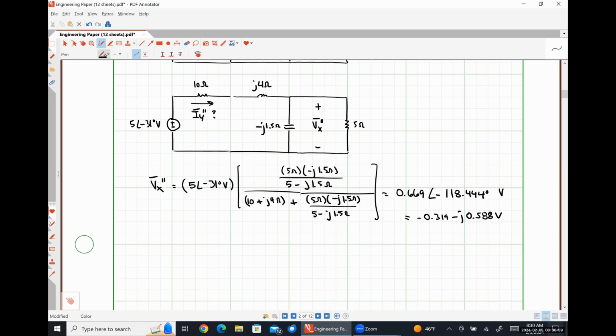So maybe IY double prime would be equal to 5 angle negative 31 degrees volts divided by 10 plus J4 ohms plus, I'm getting tired of writing this thing down over and over again since we've used it so many times, so I'm just going to put 5 ohms in parallel with minus J 1.5 ohms, and we all know what that means. Okay.